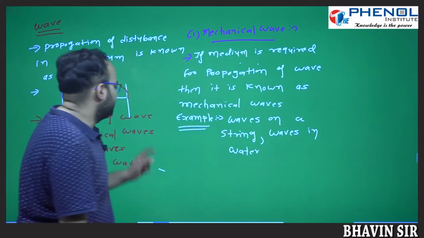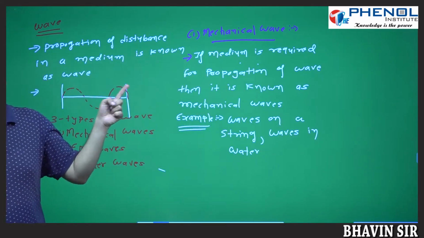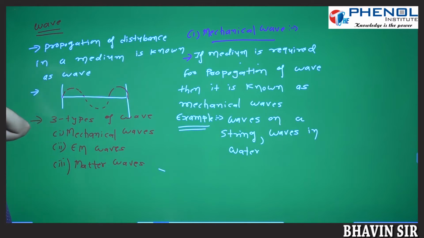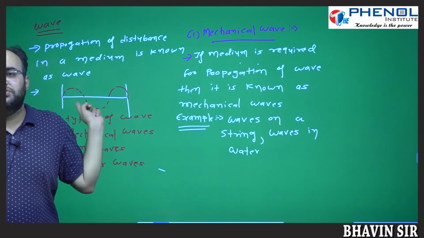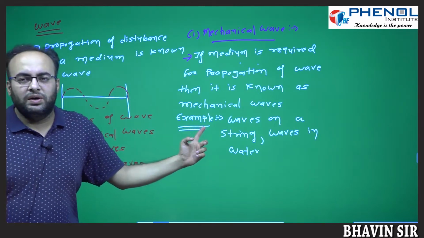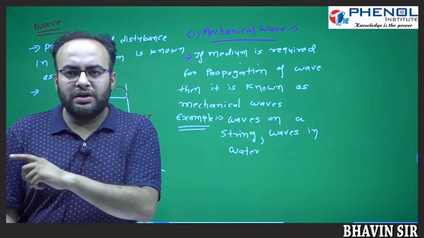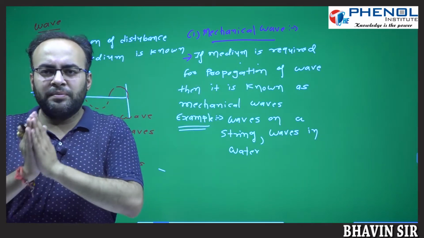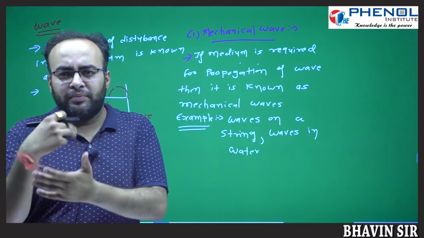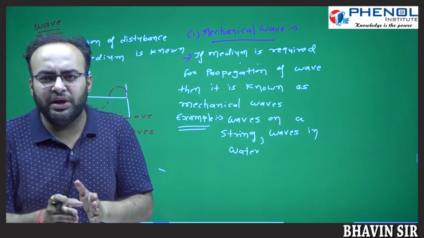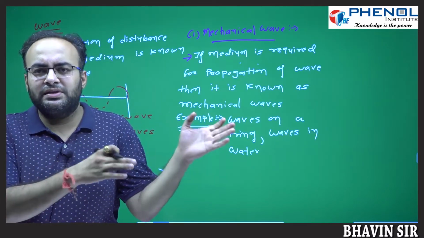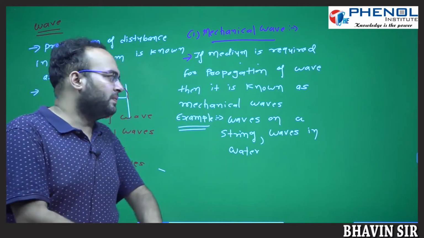Students, the wave that is created here, for that what is the medium? String is the medium. Waves created in water, then in that case what is the medium? Water. So if a medium is required for propagation, then it is known as mechanical waves.